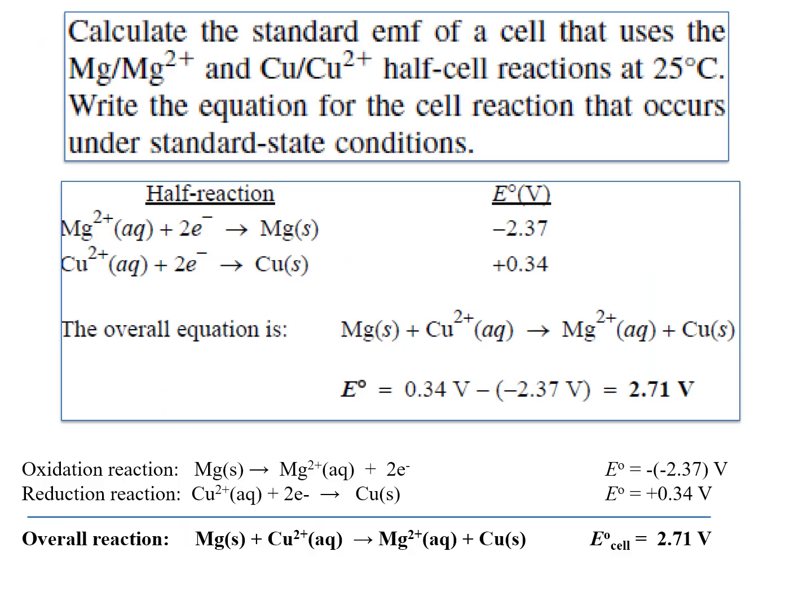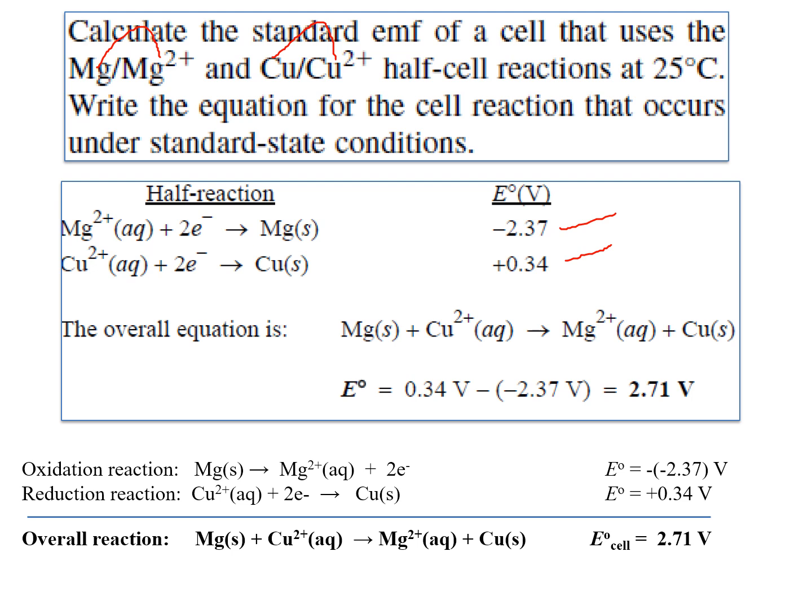Now with another numerical, calculate the standard EMF of a cell that uses the magnesium 2 plus and copper 2 plus half cell reactions at 25 degrees centigrade. First we see that both of these are given as oxidation potential values. In the half cell reaction, for magnesium 2 plus to magnesium we need a reduction potential value, and it is given here. And copper 2 plus to copper is a reduction potential value again.